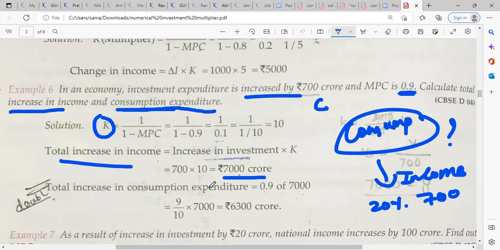Whenever they ask you to find increase in consumption expenditure, just remember that whatever the income is, it will be the MPC of that. Not percent, it will be only "of". 0.9 of this. Clear? Yes, ma'am. Others? Yes, ma'am. Good. So quickly write it down.